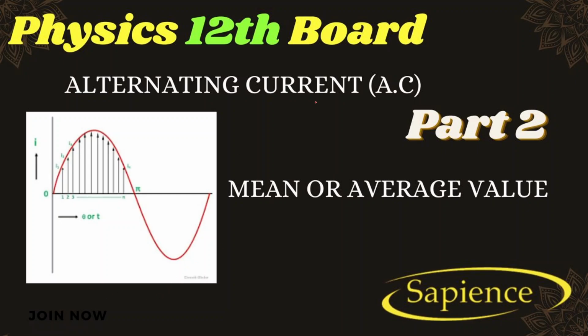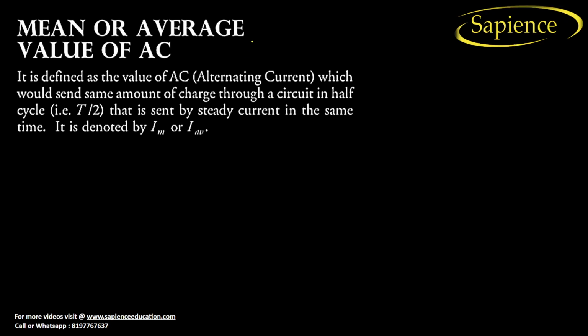So today I am going to discuss part 2 of alternating current, and we will basically focus on the mean or average value. What is mean and average value? Let us discuss this. It is defined as the value of the AC or alternating current which would send the same amount of charge through the circuit in a half cycle that is sent by a steady current in the same time, and it is denoted by I mean or I average.